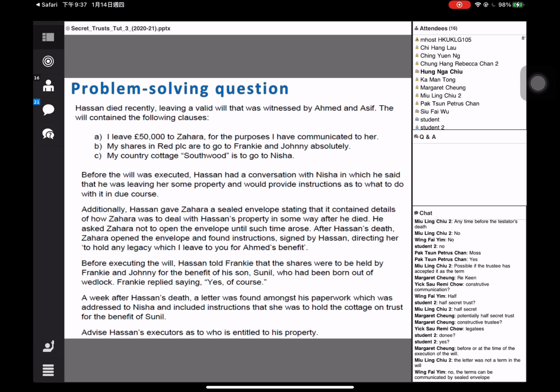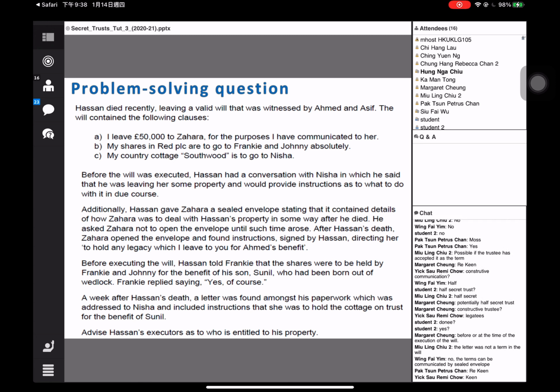Okay, right. Yes, you're correct. The terms can be communicated by a sealed envelope. The case authority for that is... What case authority would we cite? We need to give an authority. If you want to get the top marks, you must give an authority. Just put in brackets, case name, Keen. Yes, Keen or Boys or both, either. Okay, Re Keen would be fine. Re Keen. Okay.